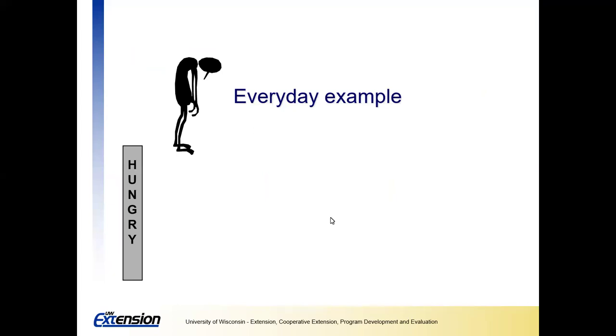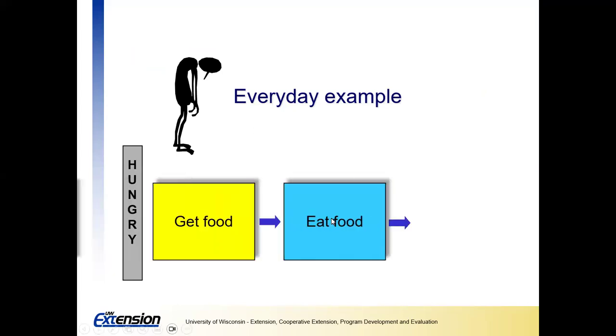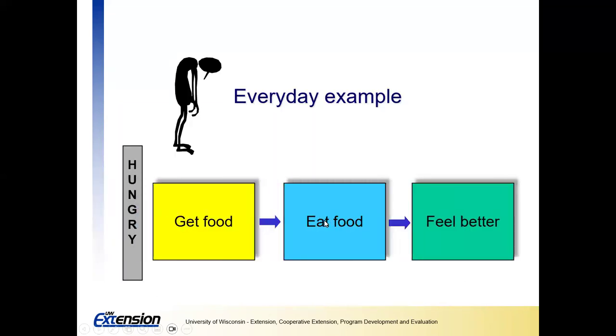Another example is a person who's hungry. That's the situation, that's the problem. So what do we do? Well, we get food. Remember, getting the food is what we call the input. We eat the food, this is what we're going to do with the input. And then we're going to feel better, which is the outcome.